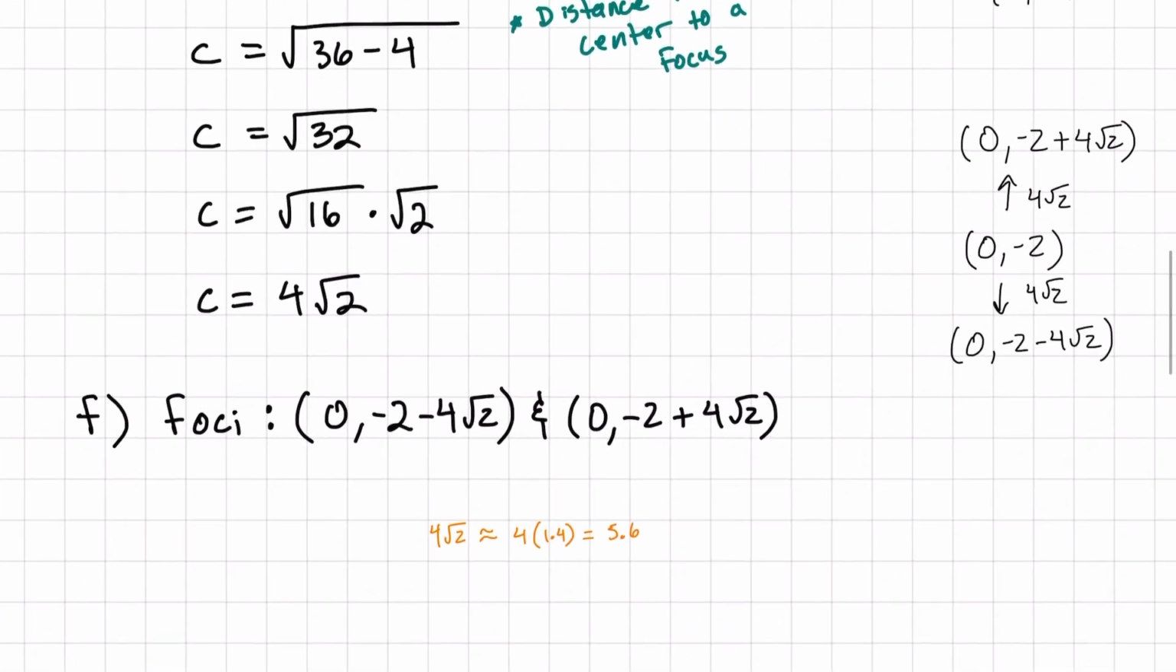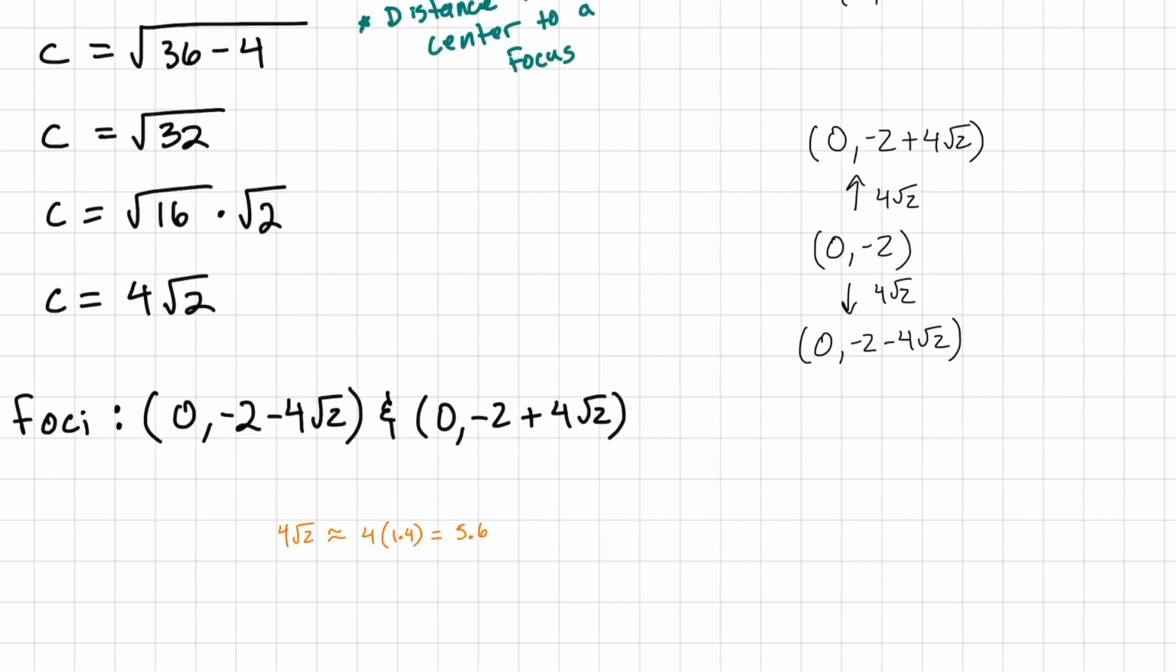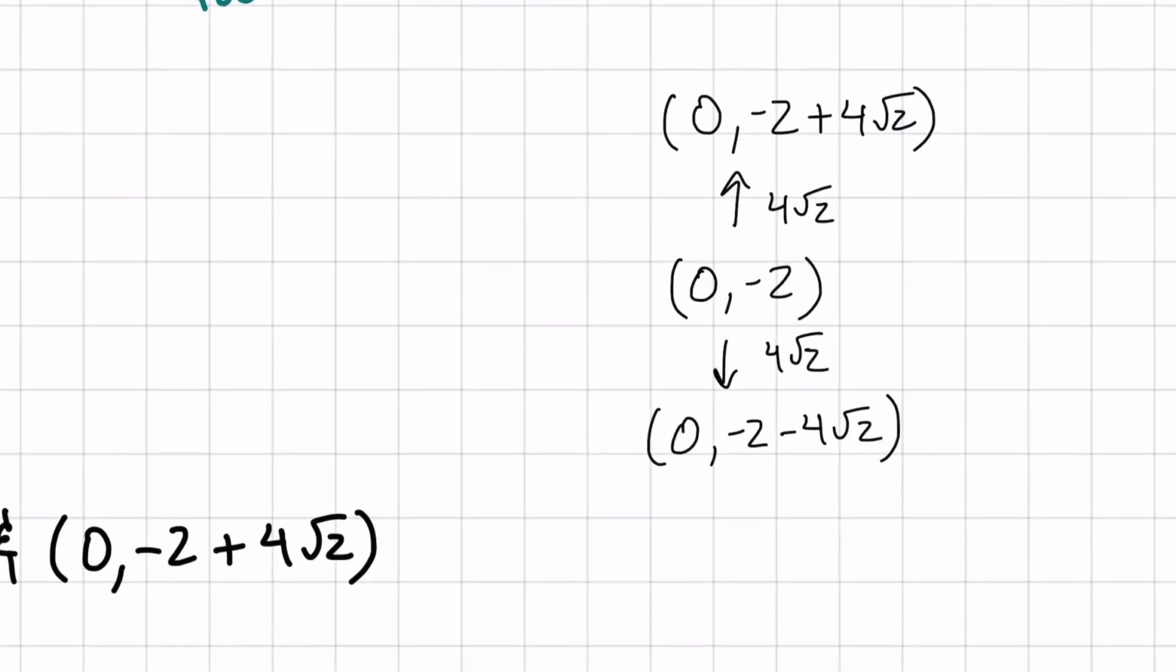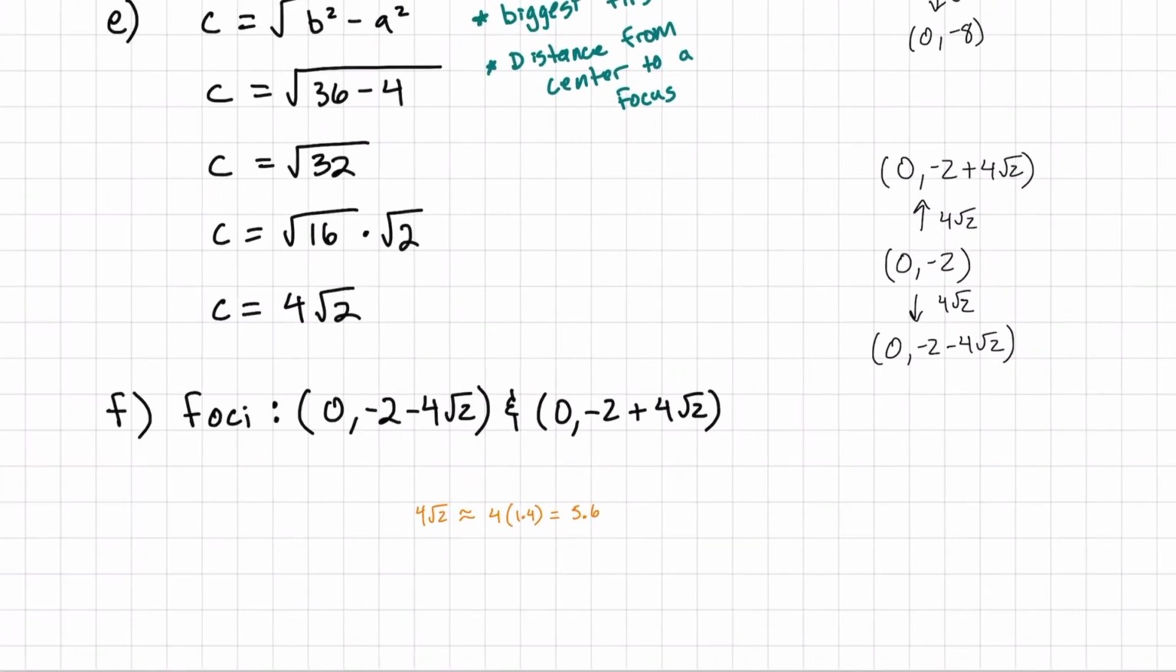So then where will my foci lie? Well, again, because this is vertical, my foci are going to be above and below the center. So take my center and go up 4 square root of 2 and go down 4 square root of 2. So take this negative 2 and add 4 square root of 2, and then take the negative 2 and subtract 4 square root of 2. And that's where my foci are going to be.